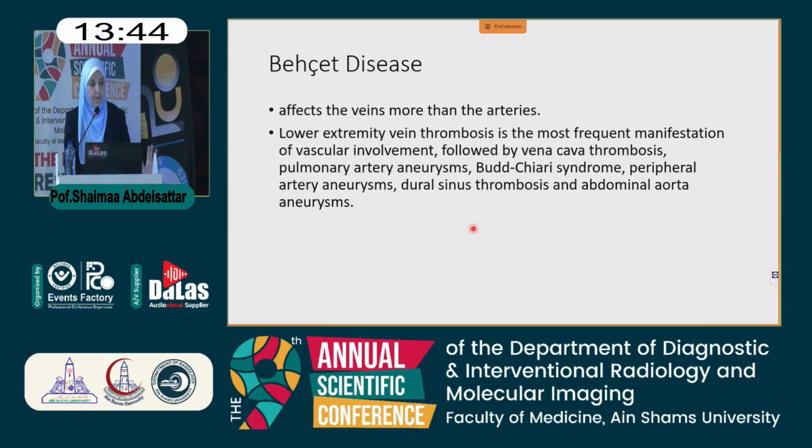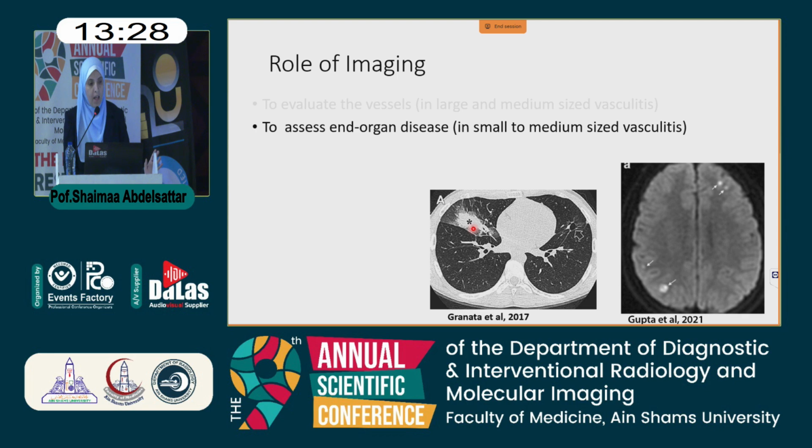Behçet disease affects the veins more than arteries. Lower extremity vein thrombosis is the most frequent manifestation of vascular involvement, followed by vena cava thrombosis, pulmonary artery aneurysms, Budd-Chiari syndrome, peripheral artery aneurysms, also dural sinus thrombosis, and abdominal aorta aneurysm. So this was the role of imaging regarding evaluation of the vessel itself.